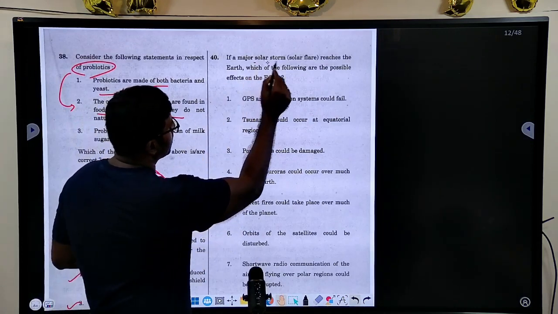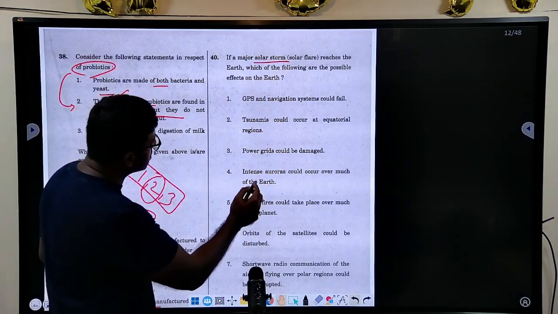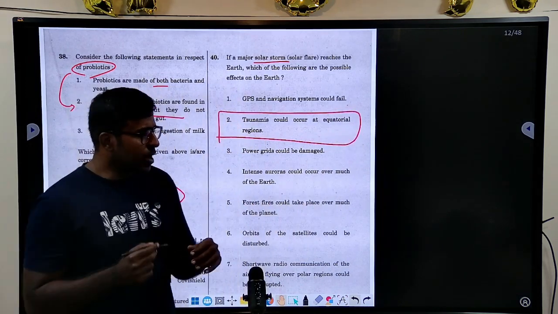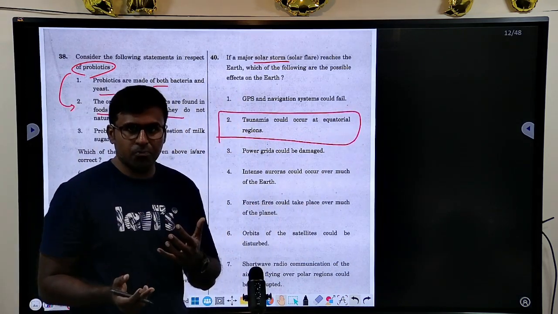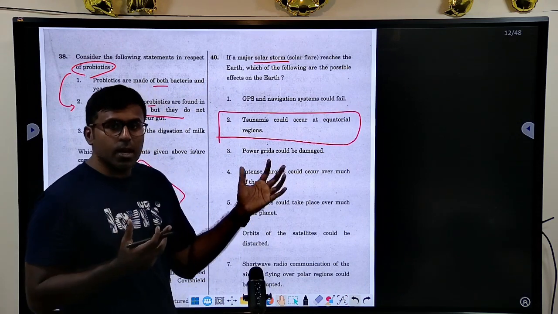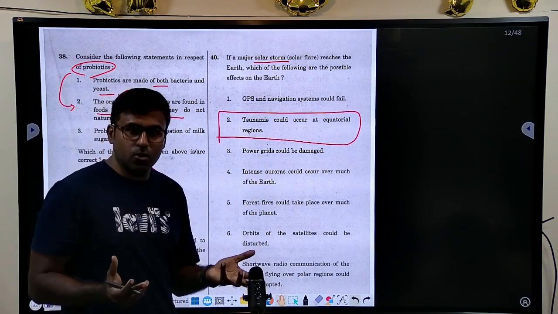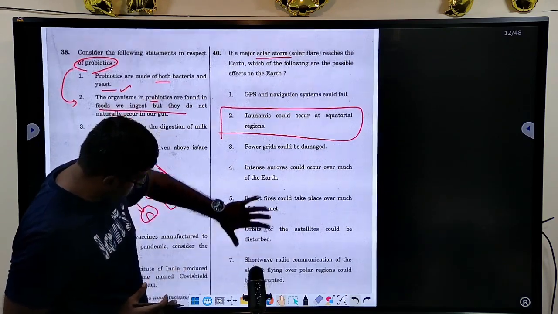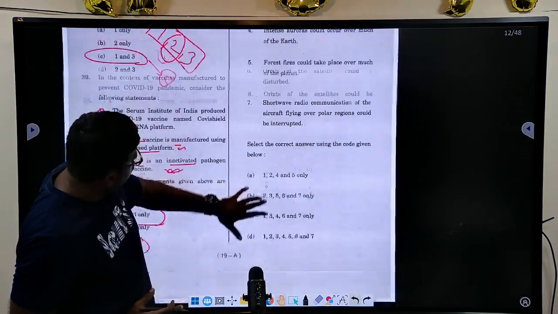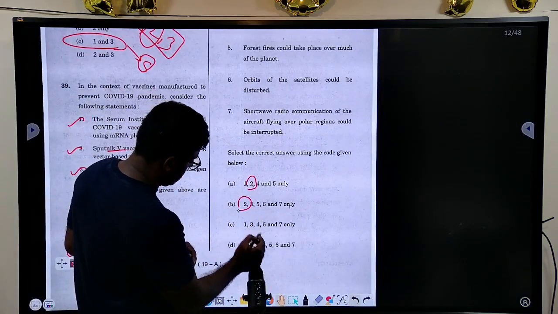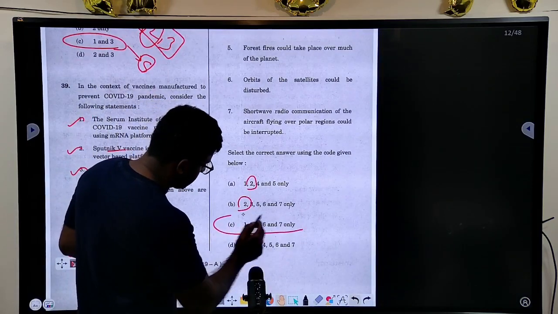Solar storm. Solar storm like tsunami? No. Solar storms happen regularly. You don't see tsunamis that regularly, or at equatorial regions regularly. Remove this option. Option 2, okay, remove it. Answer is C.